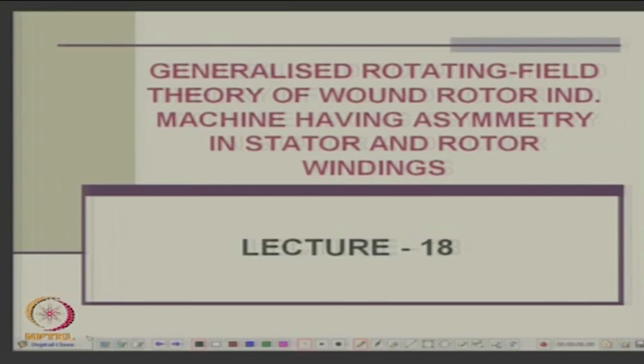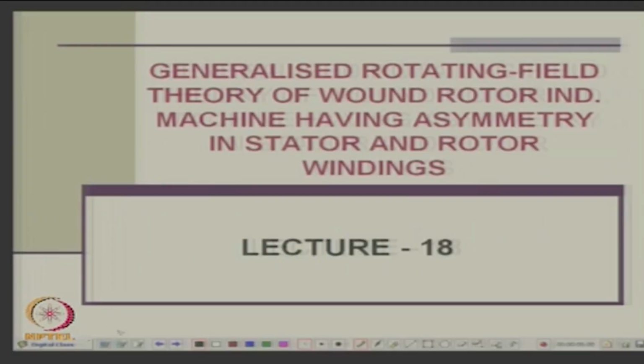Okay, today we will take up the details of the totally asymmetrical induction machine. It means we have asymmetry in both stator and rotor, and we typically take a wound rotor type of configuration. We took the simplest configuration, with one winding in the stator and one winding in the rotor.